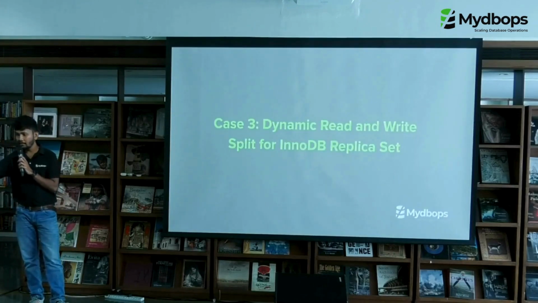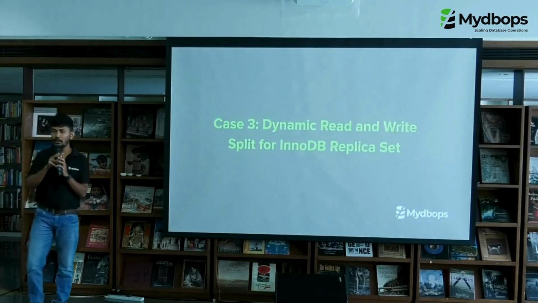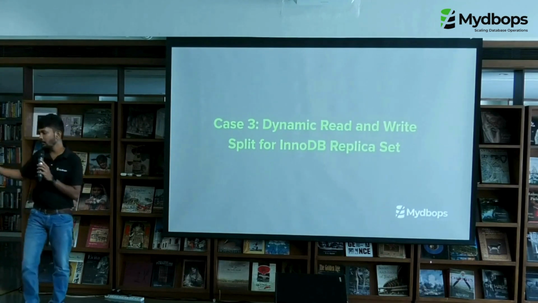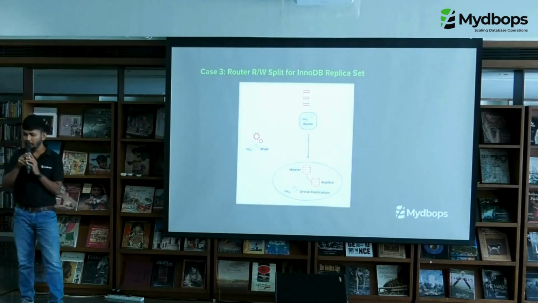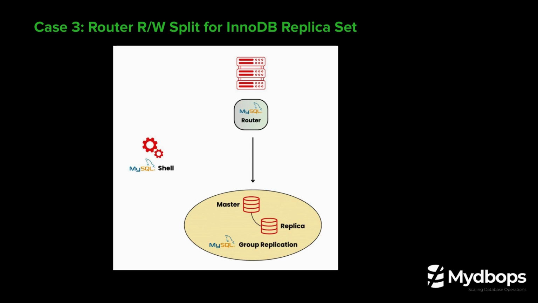So case 3 is dynamic read and write for a replica set. Let me give a short intro about the replica set. A replica set is nothing but a master and slave infrastructure. In the first case we have seen, we manually configured a master and slave, and we had to manually configure the replication.